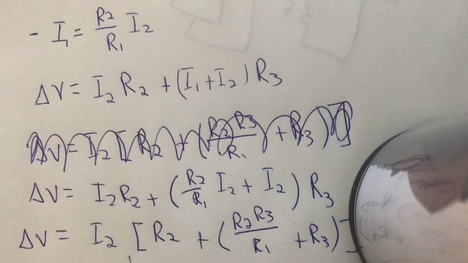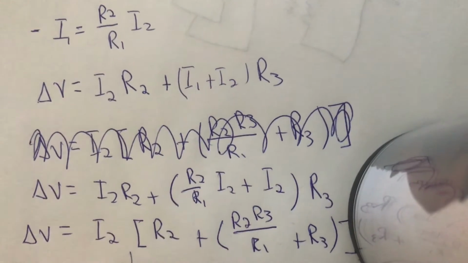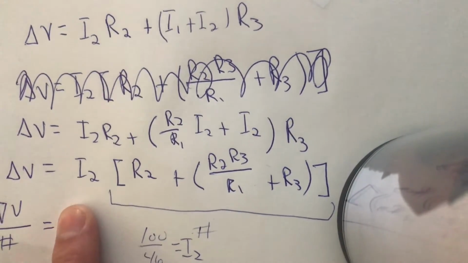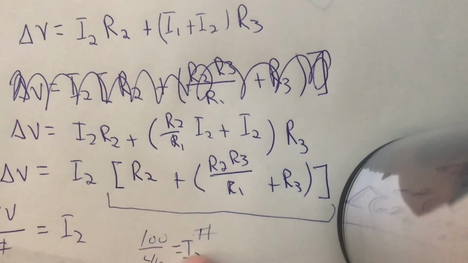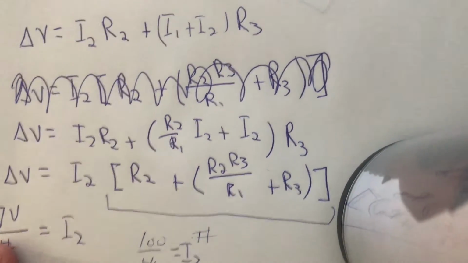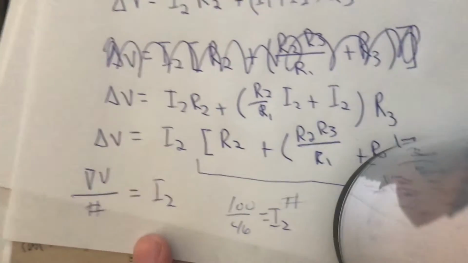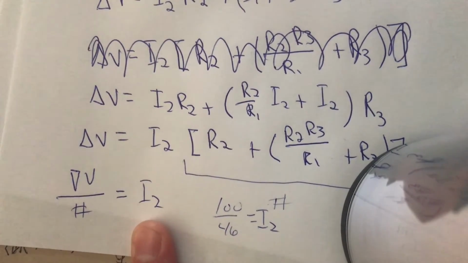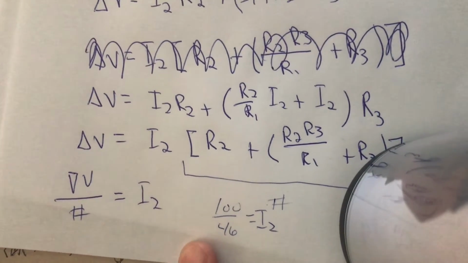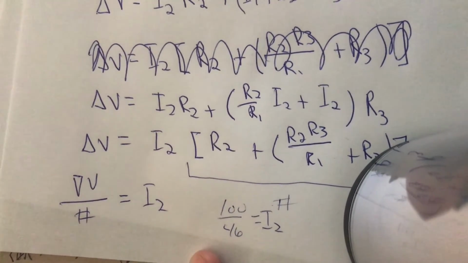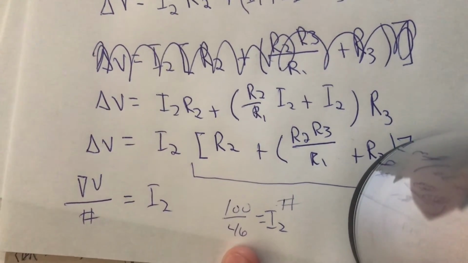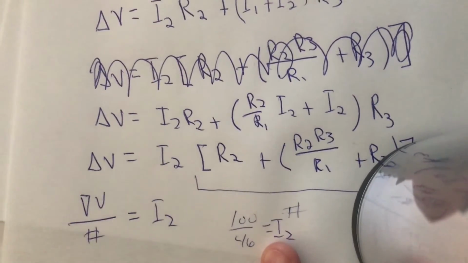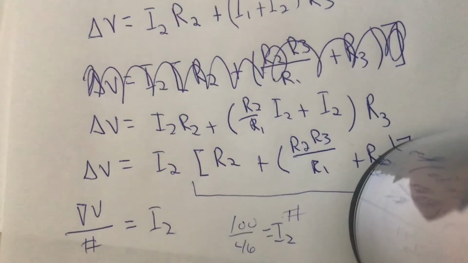So the next thing is to factor out that I2. And when you factor out that I2, you get this equation right here. You can take all this junk right here, divide it by V, and then you get your answer for I2. So to check yourself, I'm going to give you the solution to this portion. It's going to be 100 divided by 46 ohms that's going to equal your current for I2. So that's just to give you guys a solution for that.